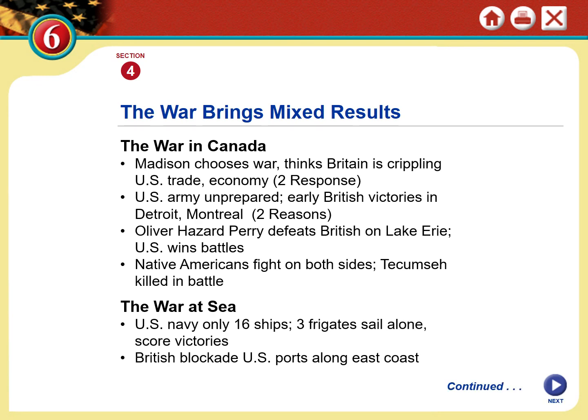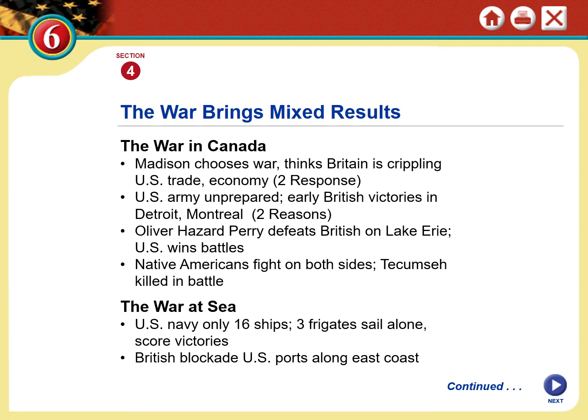Now at sea, we were woefully unprepared. We had only 16 ships in our entire Navy. 16 in the entire Navy, representing a country of over 4 million people. 16 ships. Now, I don't know exactly how many Britain had, but I would say it's close to 100 or more versus 16. I mean, if ever there was a hopeless cause, that's it.